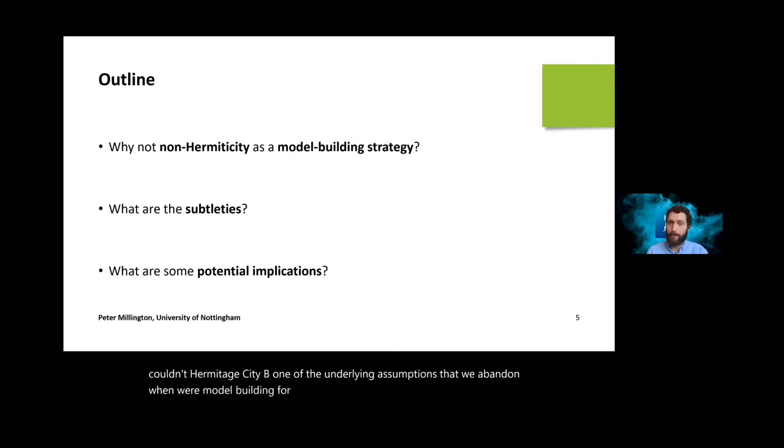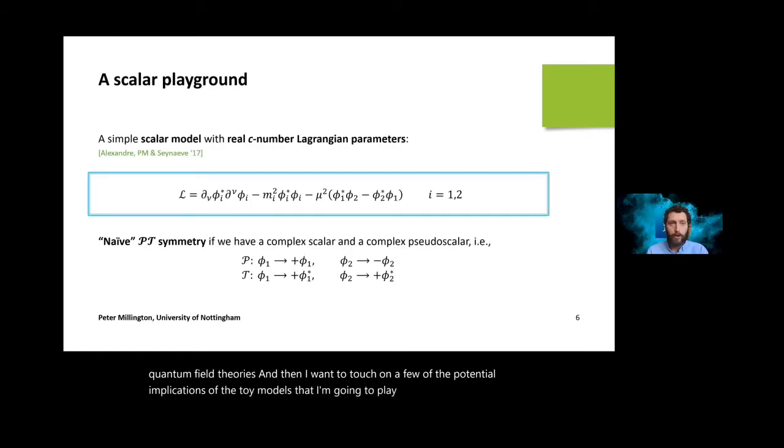And so that's one of the main things I want to talk about today. I want to talk a little bit about what the subtleties are in doing that, what this means for how we treat non-Hermitian quantum field theories. And then I want to touch on a few of the potential implications of the toy models that I'm going to play with. So the scalar playground that we're going to look at, so just a simple scalar model in which to construct these ideas, is this one.